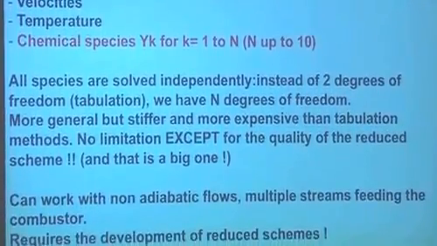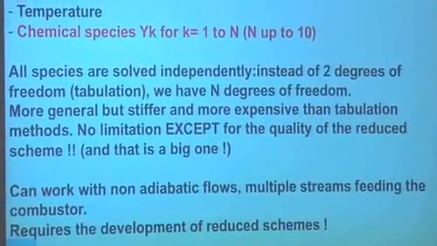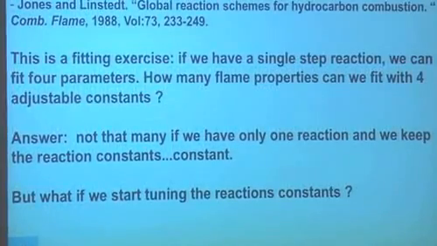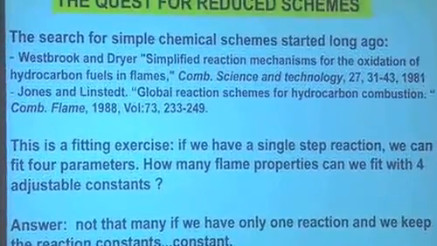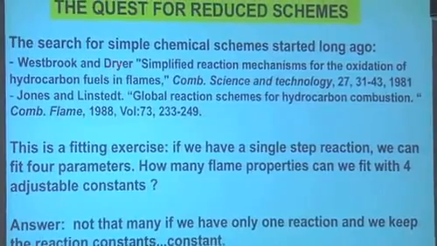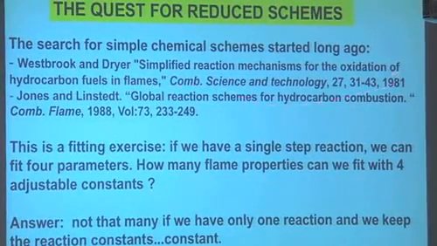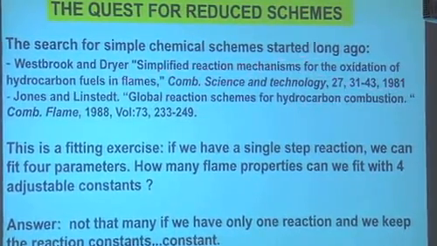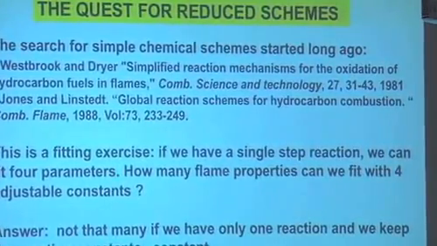So what are reduced schemes exactly? You have heard about it, Moshe talked about it last year. Developing reduced schemes is an old story. At Princeton, I think it's important to mention Fred Dwyer here. There's an old paper in 81 where he was trying basically to write schemes for hydrocarbons with a limited number of reactions, 1, 2, 3, 4, and so on. And there's a famous paper also by Jones and Lindstedt, which is even used today actually, where he was using up to 4 reactions to describe the oxidation of most hydrocarbons in air.